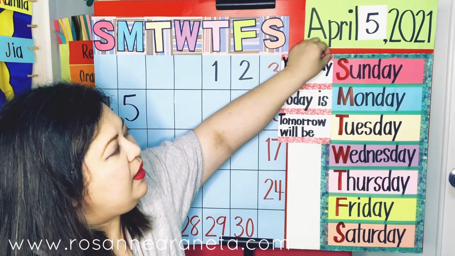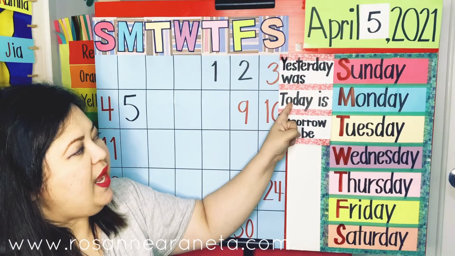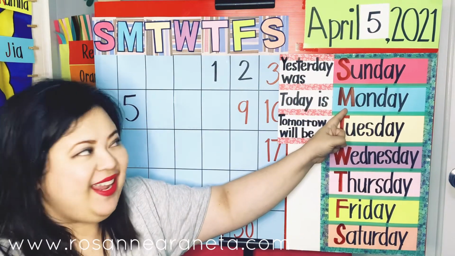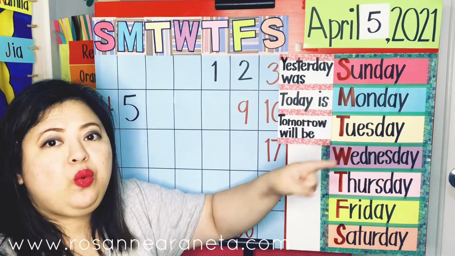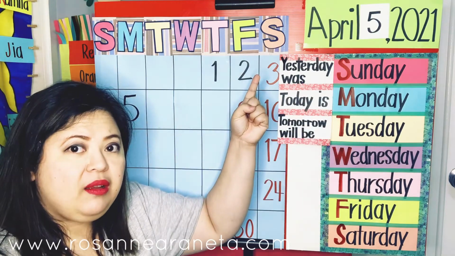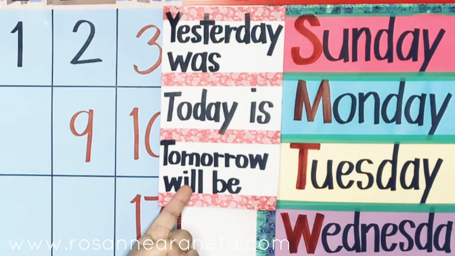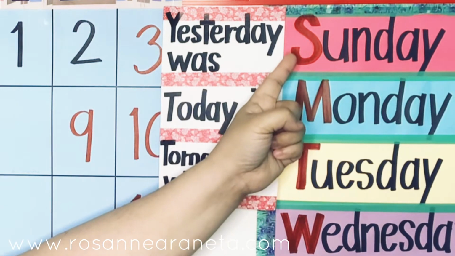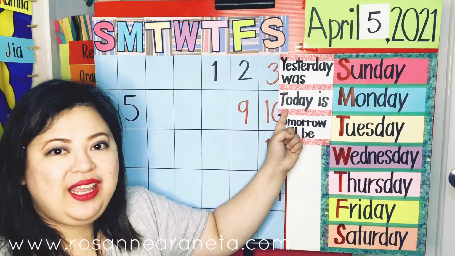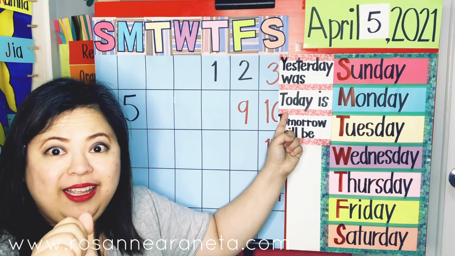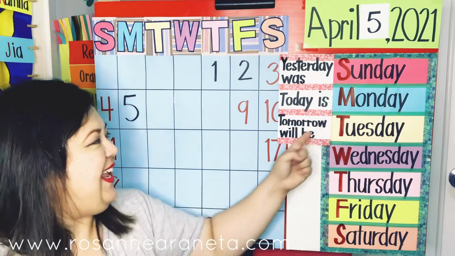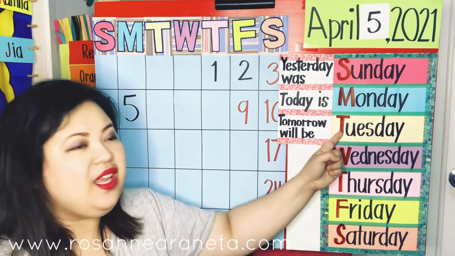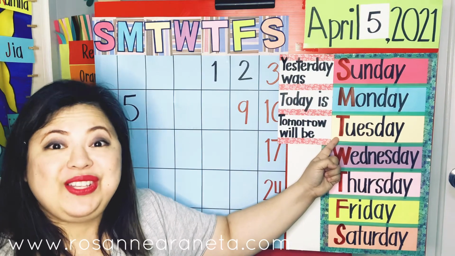So, since we know that today is Monday, we can figure out what happened yesterday and what tomorrow will be after one night of sleep. So here we go. Yesterday was Sunday. Today is, do you recall? Monday, and tomorrow will be Tuesday.